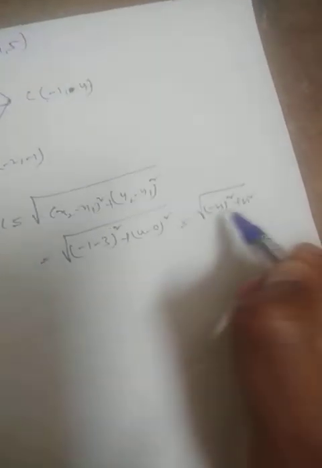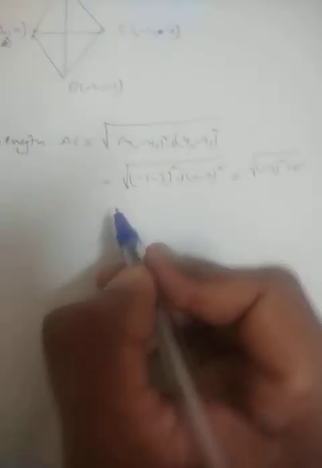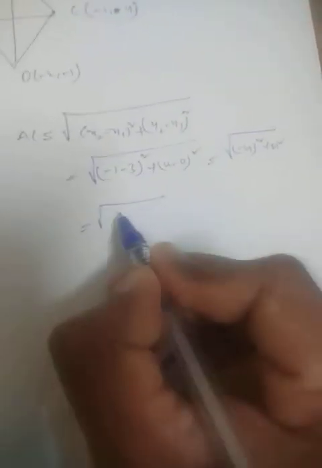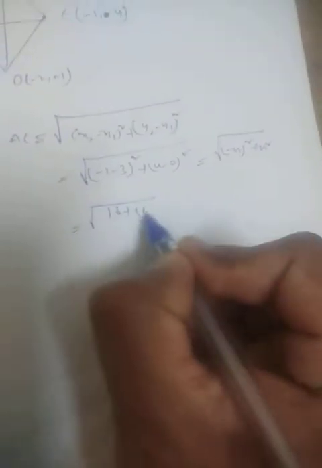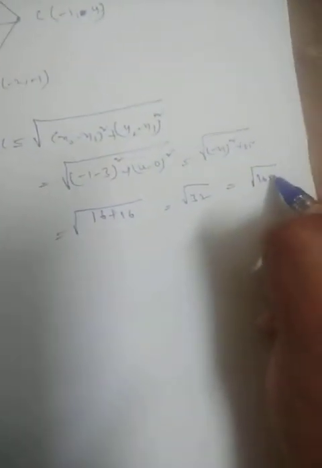-1 minus 3 is what? -4 square plus 4 square. So -4 square is 16, so root of 16 plus 16, root 32. Now this can be written as root of 16 into 2. So 16 comes out as 4, giving 4 root 2. Why? The square root of 4 square is 4.